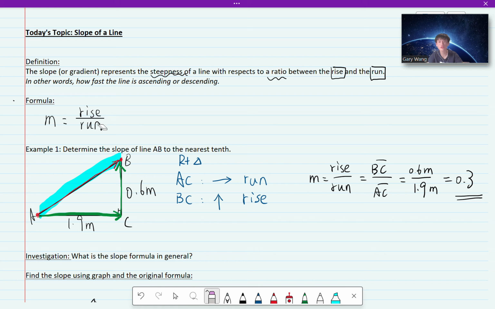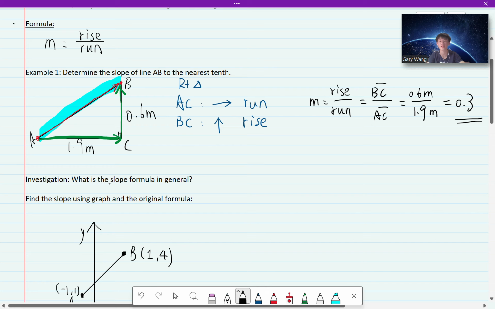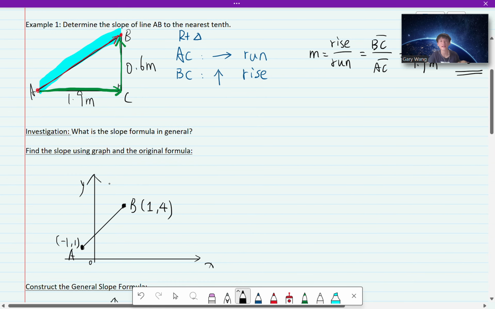However, this formula is not general. It's not a generalization of how we can calculate slope for every single case. So let's investigate what the slope formula is in general, instead of saying rise and run. How can we use a mathematical expression to formulate slope? So first, let's take a look at how we can find the slope using a graph and the original formula, which is m equal to rise over run.